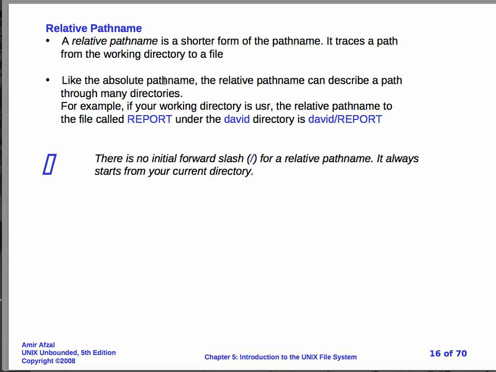Like the absolute path name, the relative path name can describe a path through many directories. There are many levels of directories that you can have in the path. So for example, if your working directory is usr, the relative path name to the file called report under David is David/report, assuming David is inside the usr directory. Notice there is no slash at the beginning of a relative path name. It's implied that you start with the current directory.